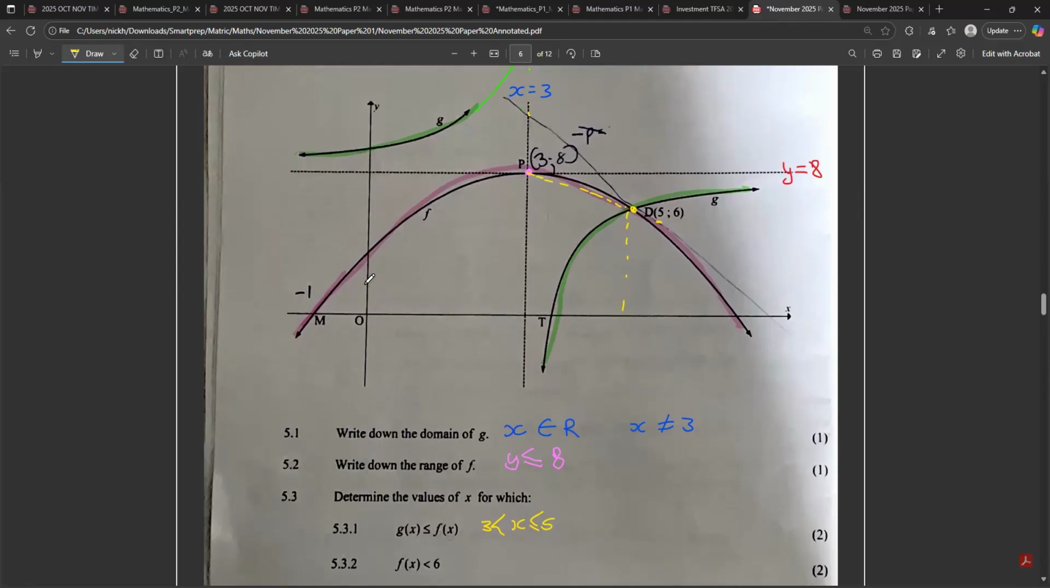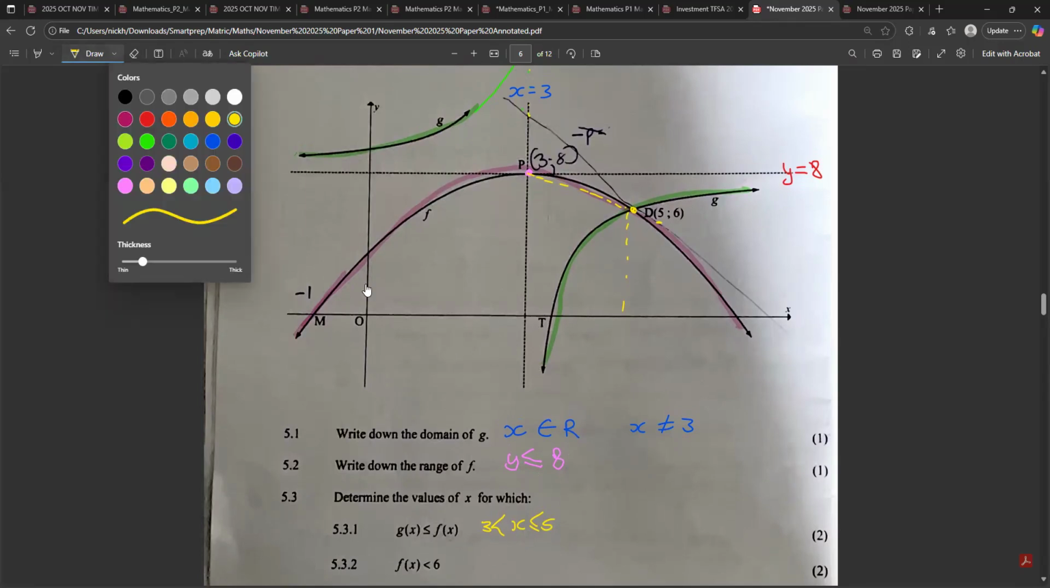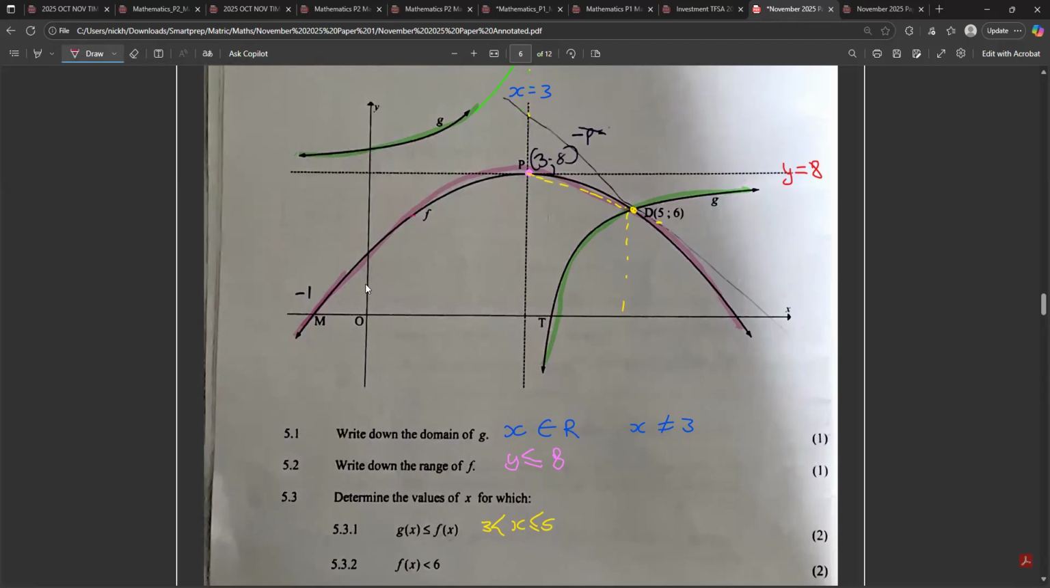And then, where is f of x bigger than 6? So where is the pink one bigger than 6? If we look here, there is 6 there. And so it's bigger than 6 between 5 and then another value on this side.